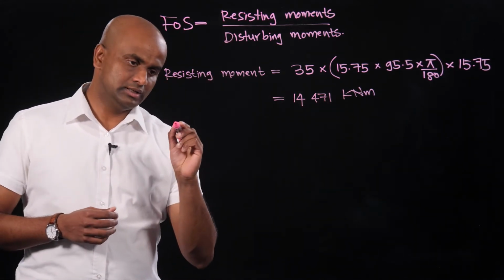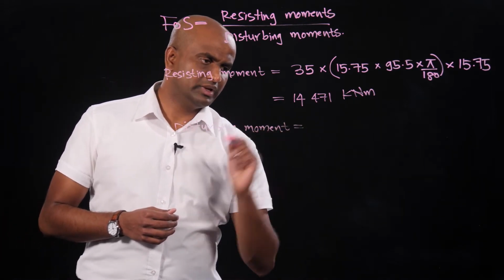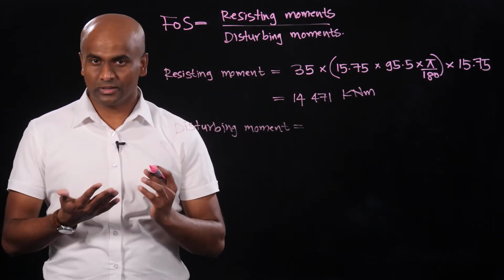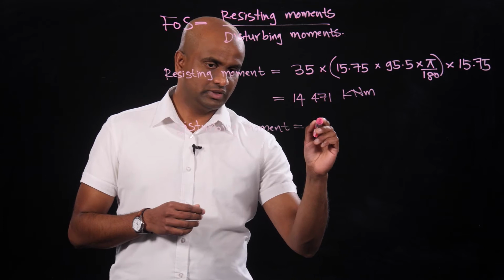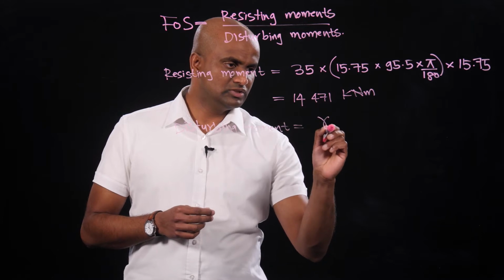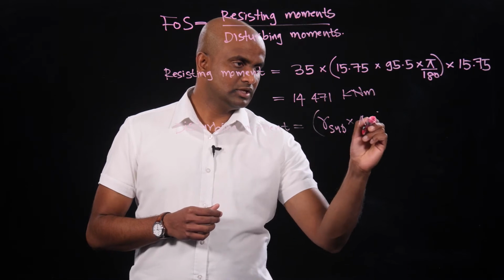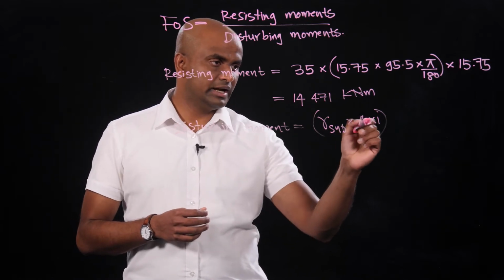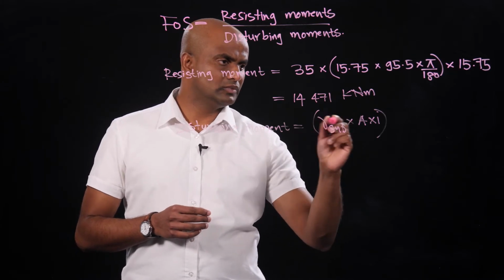Now you can calculate the disturbing moment. The disturbing moment comes from the weight of the soil. As I explained before, since the slope is fully submerged in water, you have to use the submerged unit weight to calculate the weight of the soil. So we use the submerged unit weight times the area times 1. We are looking at a 1 meter thick section, so the cross sectional area is multiplied by the length of 1 meter to get the total weight of the soil.